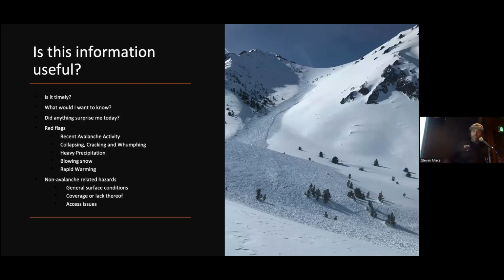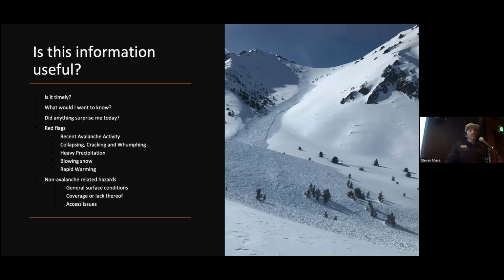When in doubt, these 5 red flags are great things to report. If you see recent avalanche activity, you see signs of instability, such as collapsing, cracking, or wumping in the snowpack. It's snowing super hard. The snow is blowing around. I know when I left my house yesterday evening, it was a full whiteout on the road in town in Mammoth. That was very useful information. Or is it rapidly warming? Those 5 red flags are huge.